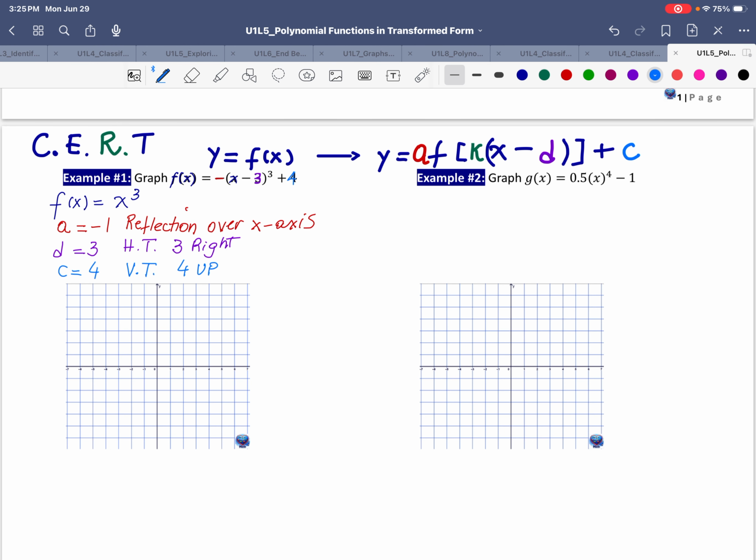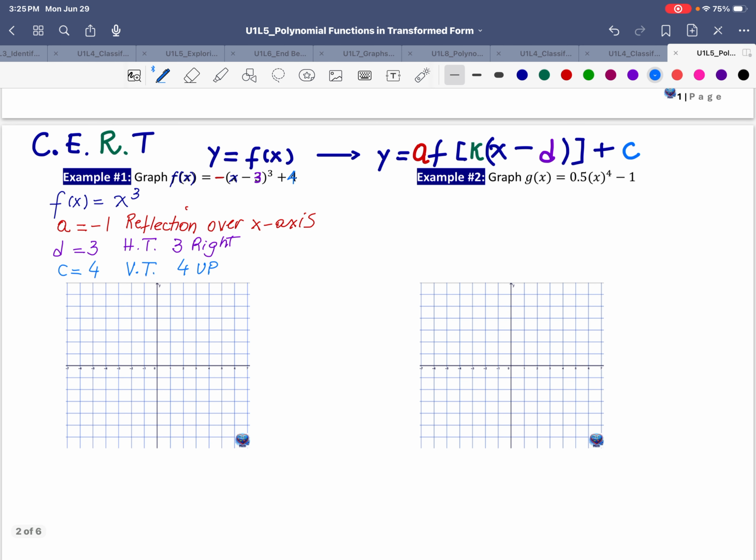So let's get to the graph now. We're going to start off with the equation of the parent function. And then we'll continue with the equation of y equals negative x to the power of 3. And that's because we're multiplying by negative 1. So we're applying a equals negative 1. And then we'll continue with the graph of y equals negative x minus 3 to the power of 3. And lastly, we'll draw the graph of y equals negative x minus 3 cubed, and we'll add the number 4 to the end of it.